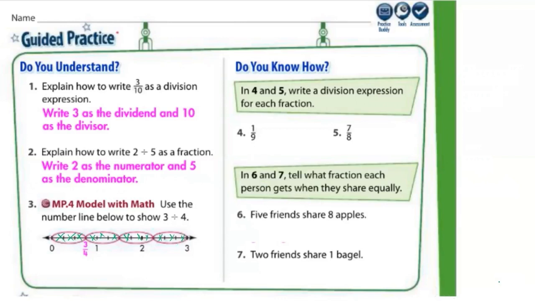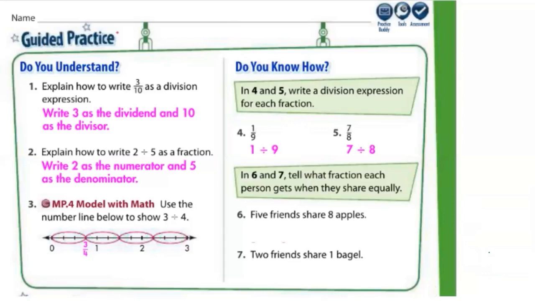Okay, the fourth point in guided practice, in 4 and 5, write a division expression for each fraction. 1 over 9 will be 1 divided by 9 easily. 7 over 8 will be 7 divided by 8 easily. Okay, now in 6 and 7, tell what fraction each person gets when they share equally.